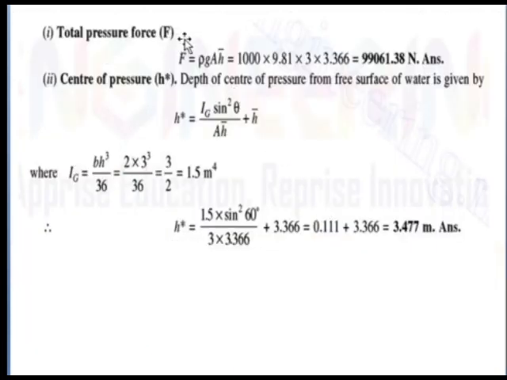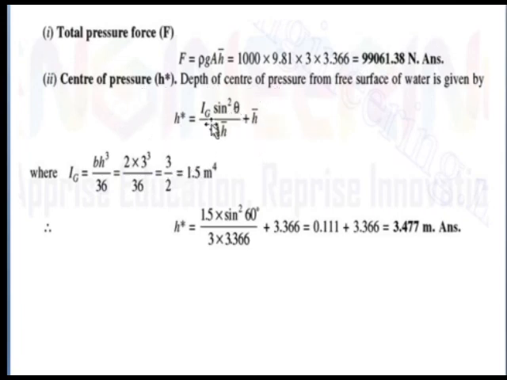The total pressure formula is F equal to rho g A into h bar. Rho is 1000, g acceleration due to gravity is 9.81, A area we have already calculated as 3 meter square, and h bar is 3.366. We get the value of total force in Newton. Then we have to calculate the center of pressure. Here is the formula for it.